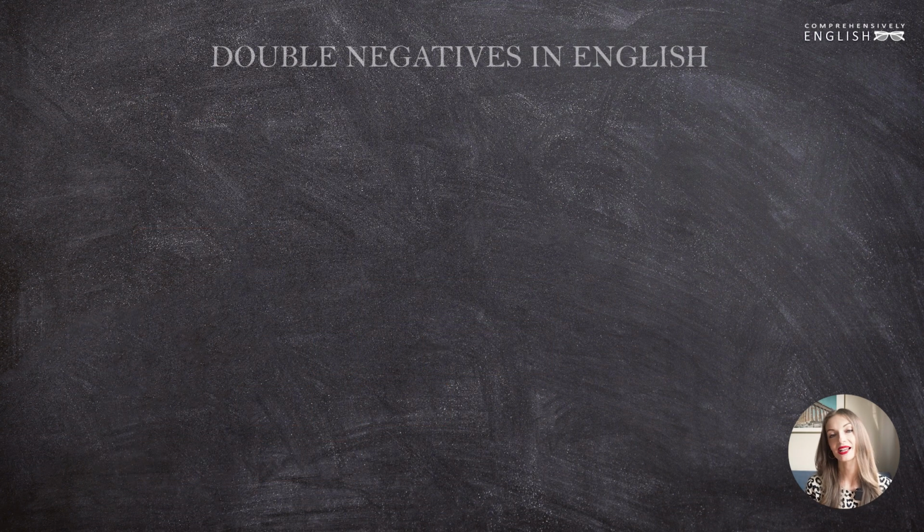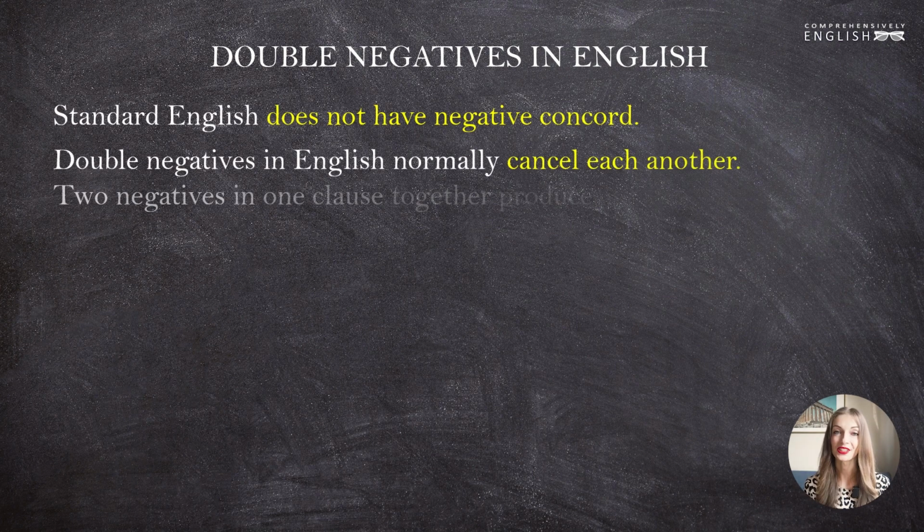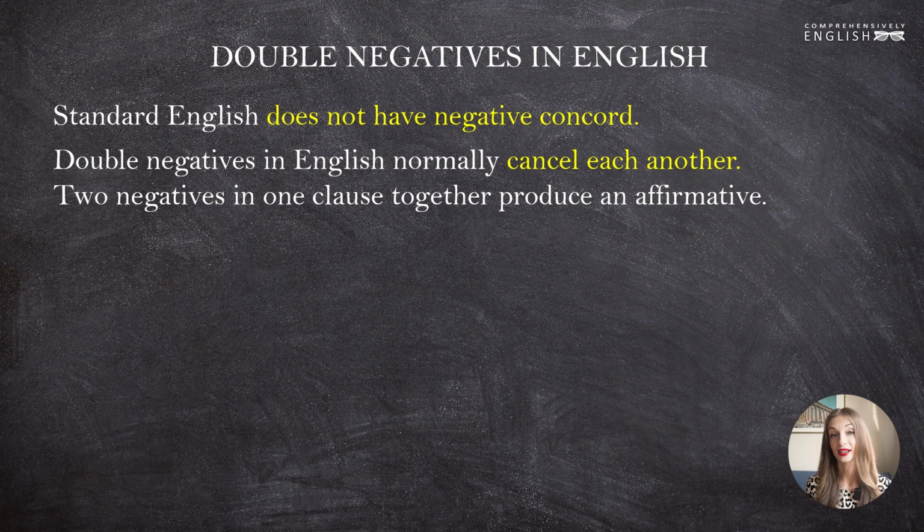Unlike in many Romance languages, and also in Russian, Polish, Bulgarian, Greek, and many other languages, Standard English does not have negative concord. What does it mean? That means that double negatives in English normally cancel each other. When you use two negative grammatical forms, they bring us to a positive meaning. Two negatives in one clause together produce an affirmative.